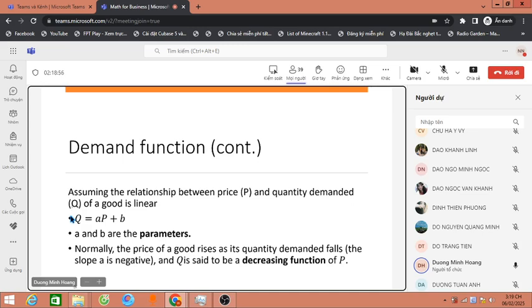So Q here is the quantity the consumer wants to buy. P here is the price. Assuming the relationship between Q and P here is linear, that is a line, we have Q equals AP plus B.